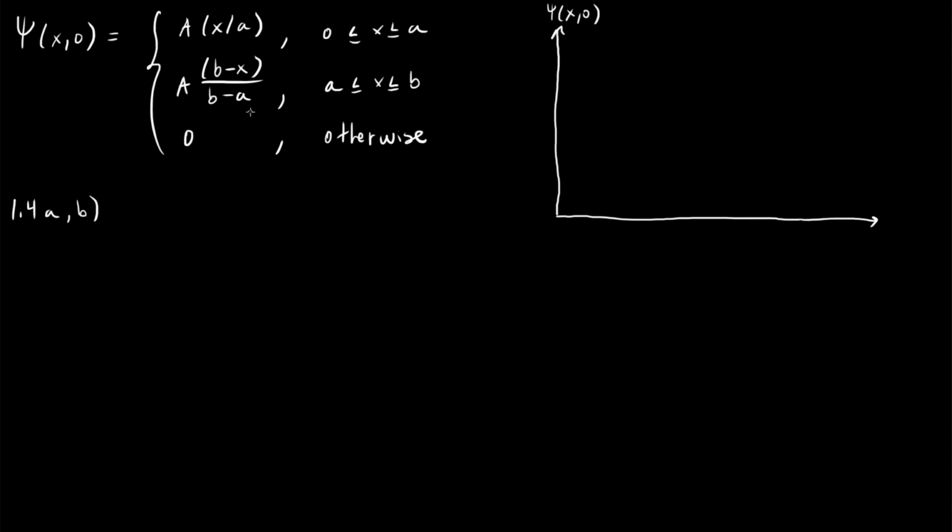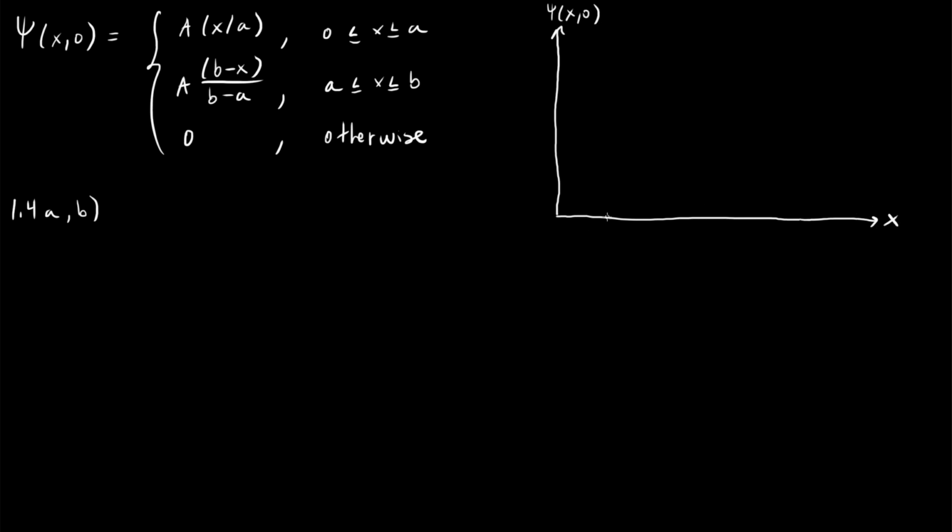Hi, today we're going to learn how to solve problem 1.4a and b in the Griffiths and Schroeder quantum mechanics book. I think it's easier to start off with question 1.4b just to see what this graph looks like. So this graph, the wave function of x at time 0.